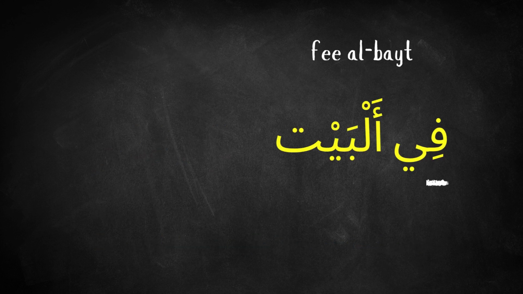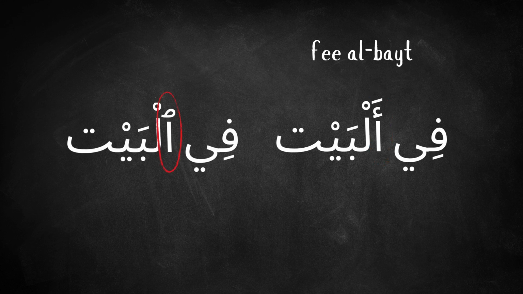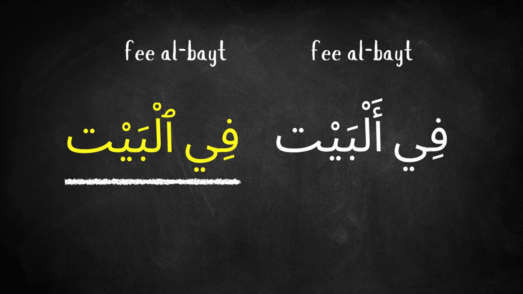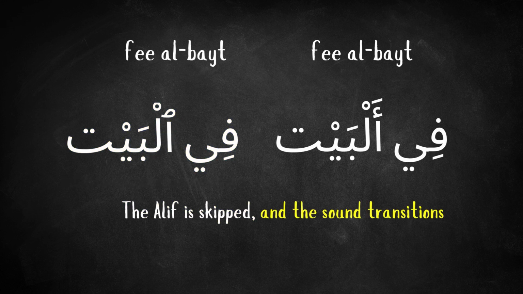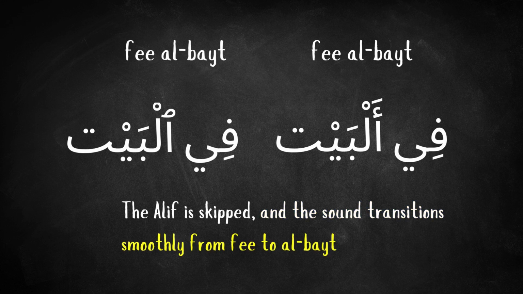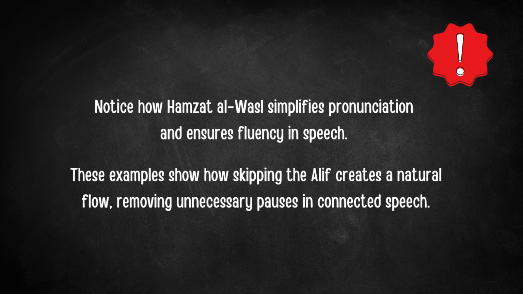In the phrase fi al-Bayt, meaning in the house, the Hamzat al-Qat' is replaced by Hamzat al-Wasl, making it fil Bayt. The alif is skipped and the sound transitions smoothly from fi to al-Bayt, fil Bayt. Notice how Hamzat al-Wasl simplifies pronunciation and ensures fluency in speech. These examples show how skipping the alif creates a natural flow, removing unnecessary pauses in connected speech.